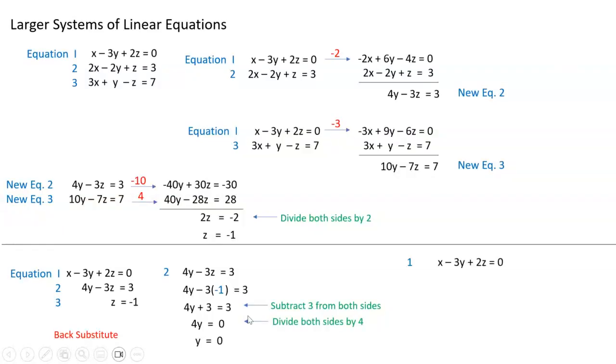So y equals 0. Now to solve for x, we go back to equation 1 and plug in 0 for y and -1 for z. My y is 0 and my z is -1. We combine our terms here, so it's going to give us x minus 2 equals 0. We add 2 to both sides, so x equals 2. So I found my solution, which is 2, 0, negative 1. My x is 2, my y is 0, and my z is negative 1. So that's my solution.